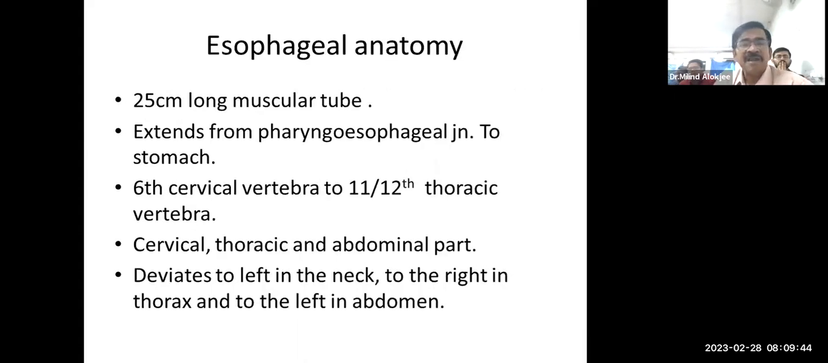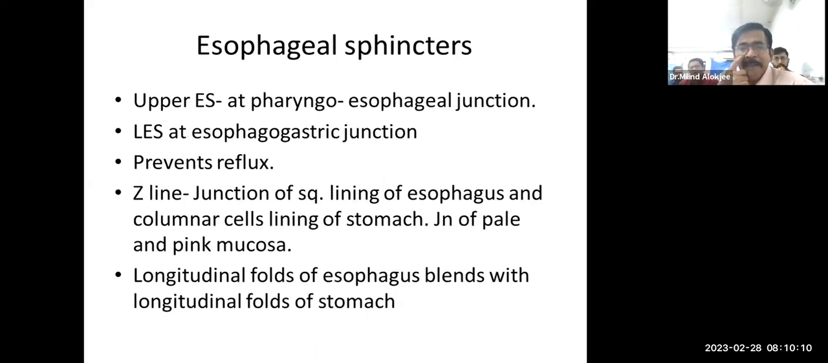If you come to the esophageal anatomy, the esophagus is a 25 centimeter long muscular tube which extends from the pharyngeal junction to the stomach. It starts at the 6th cervical vertebra and ends at the level of the 11th-12th thoracic vertebra. The esophagus has three parts, described as cervical, thoracic, and abdominal. It deviates to the left in the neck, to the right in the thorax, and then to the left in the abdomen.